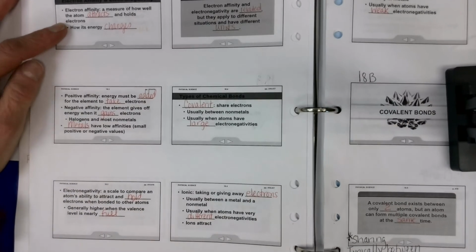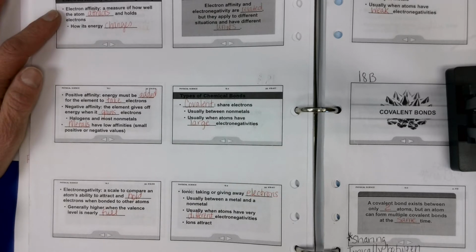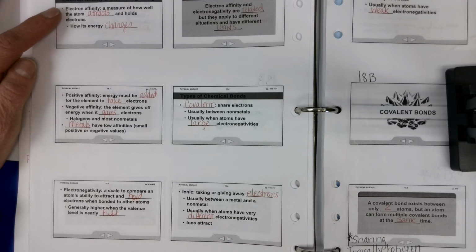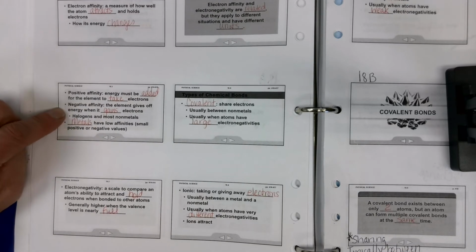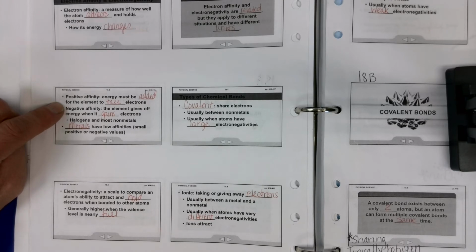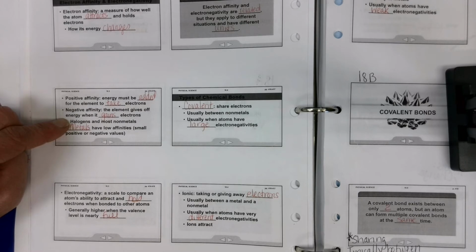Okay, electron affinity is how well an atom attracts and holds electrons, how its energy changes. Think about if you have an affinity for chocolate: you want it, you desire it, right? The affinity means that an atom is able to attract and hold electrons. Positive affinity means energy must be added in order for the element to take electrons from another element. Negative affinity means the element must give off energy in order to gain electrons.